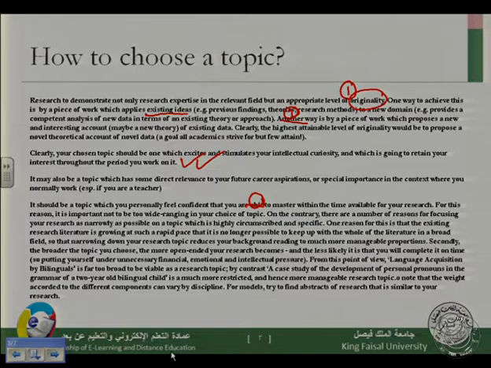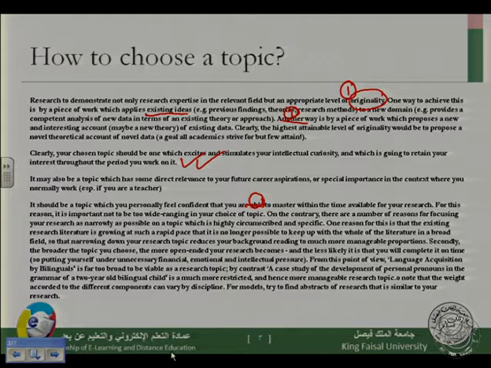Secondly, the broader the topic you choose, the more open-ended your research becomes. Yes. If it is very broad, it's going to be endless. It's going to be open-ended. You will find it very hard to close it or to reach conclusions. And the less likely it is that you will complete it on time. So you are putting yourself under unnecessary financial, emotional, and intellectual pressure. So you can avoid all of these kinds of pressures: financial, time pressure, intellectual pressures.